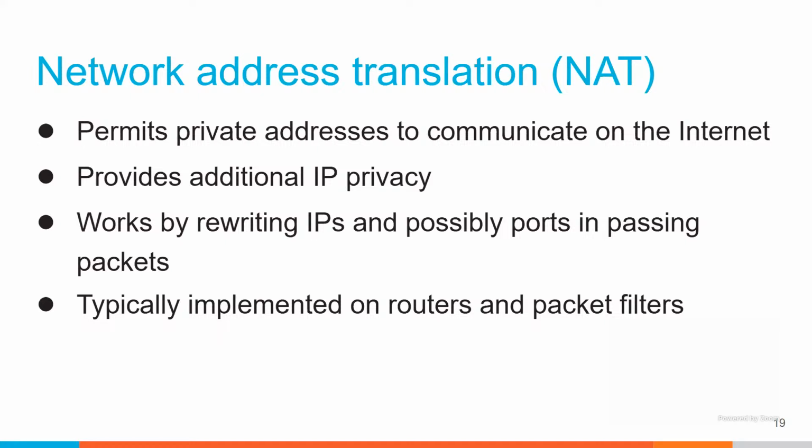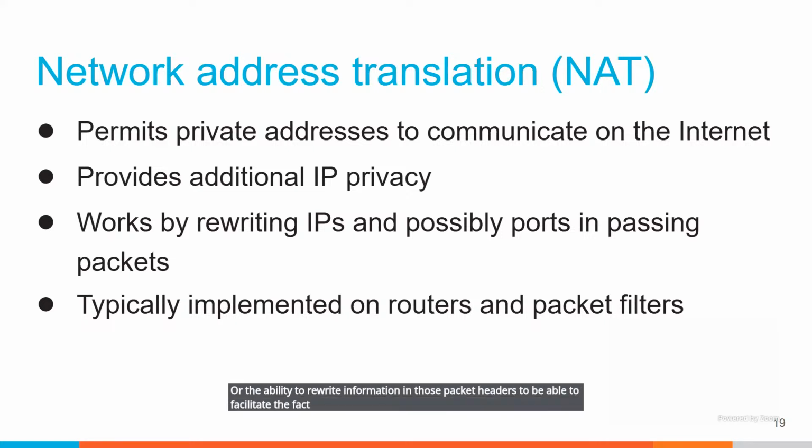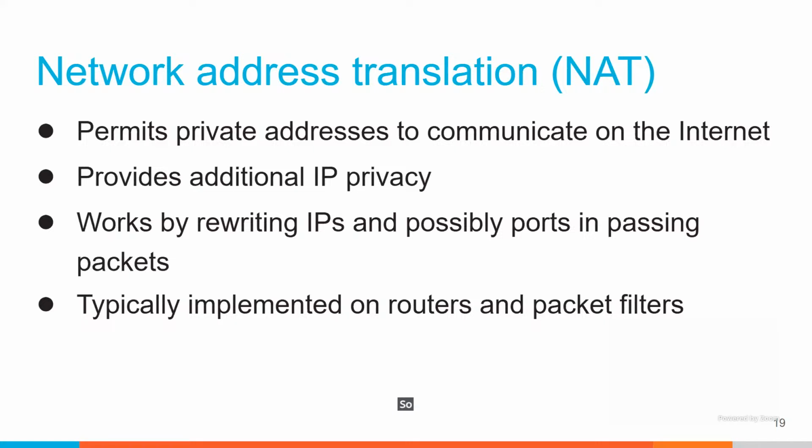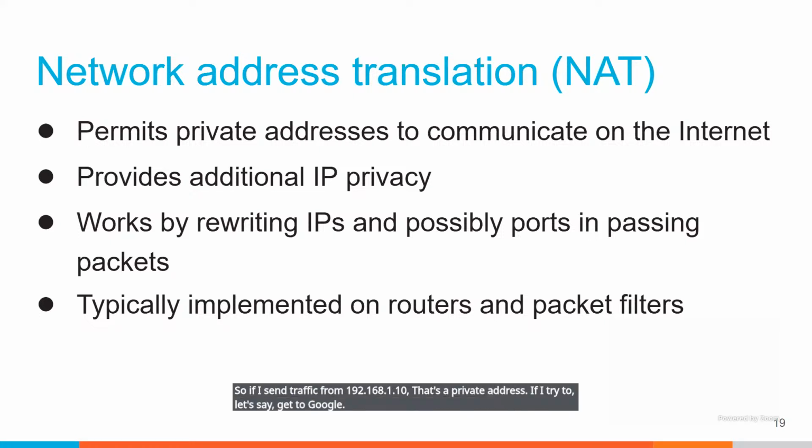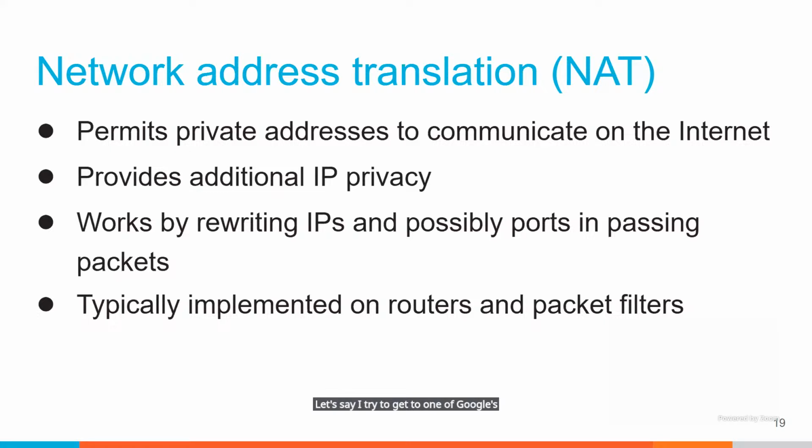Now, the other thing you get with packet filters is network address translation, or the ability to rewrite information in those packet headers to facilitate the fact that you might be using private addressing internally. So if I send traffic from 192.168.1.10, that's a private address. If I try to, let's say, get to one of Google's DNS servers, 4.4.4.4, that packet will make it to that system. But when that system goes to reply, it's a private address.